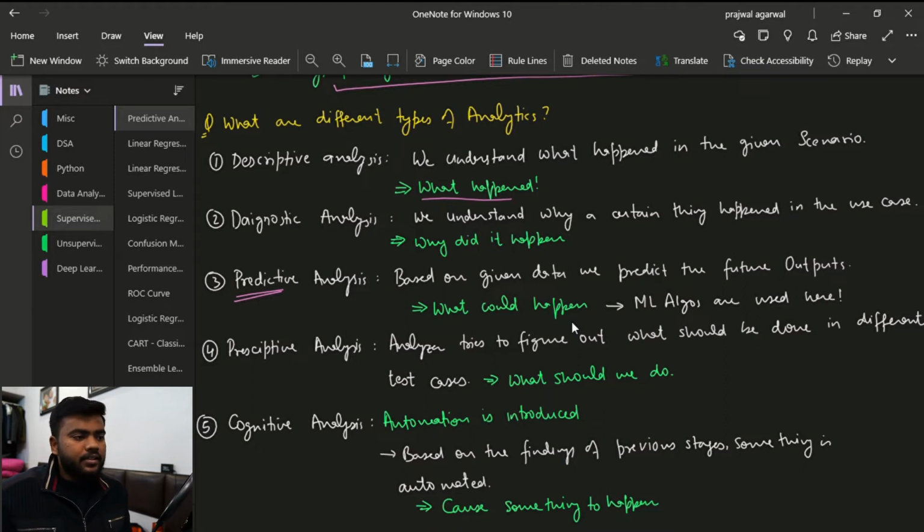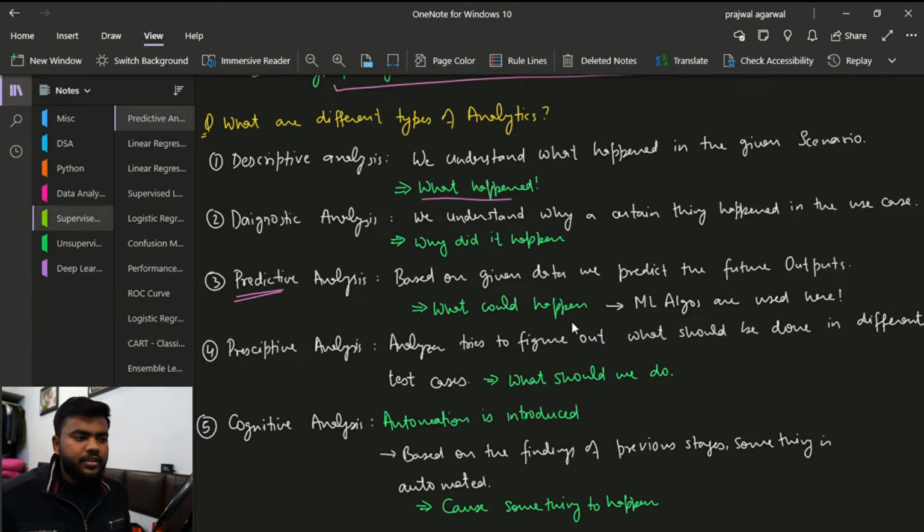Okay, the fourth type is prescriptive analysis, and relating it to the doctors, because they provide a prescription of medicines, right? So prescription means you are knowing what you should do to achieve something. Okay, to get well you should eat these medicines. Okay, so similarly, what should you do to achieve a particular result?